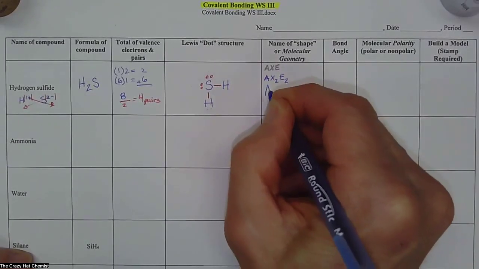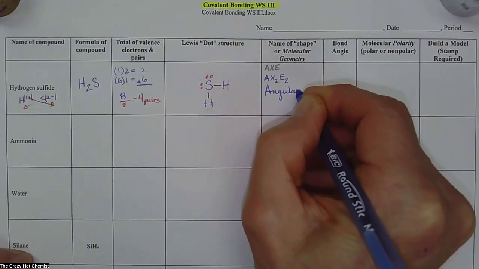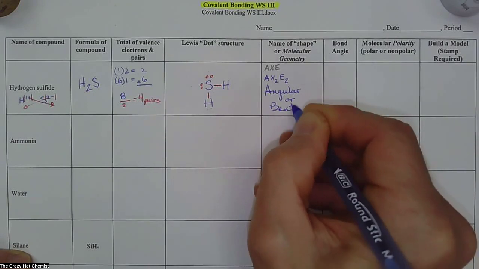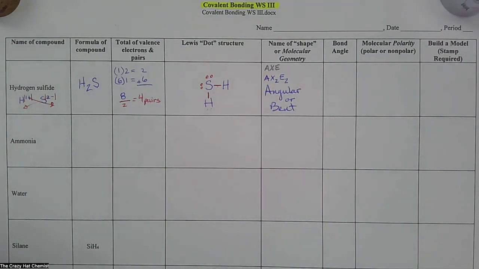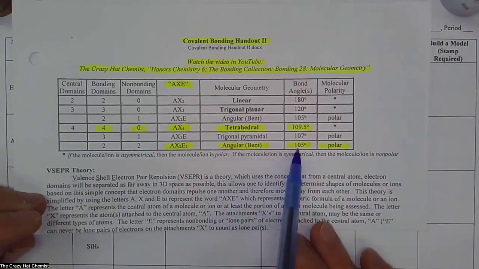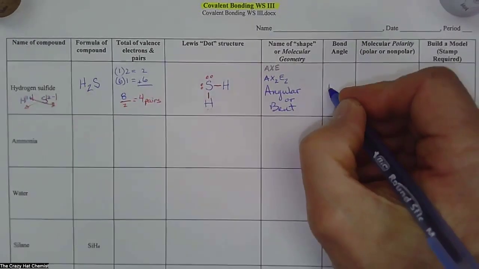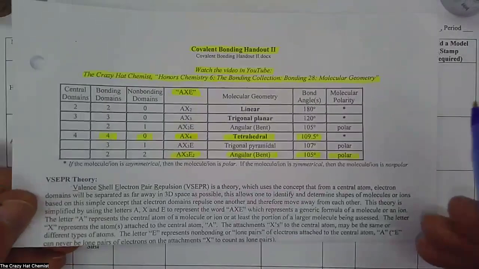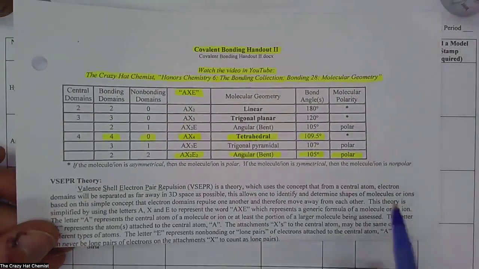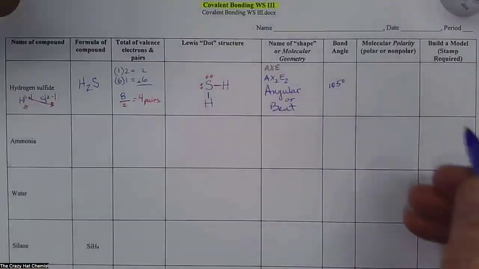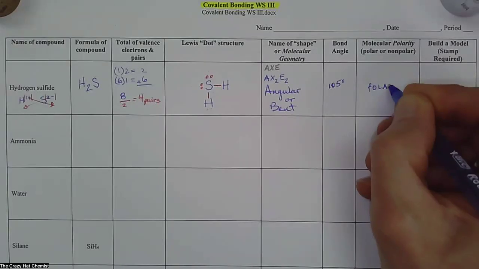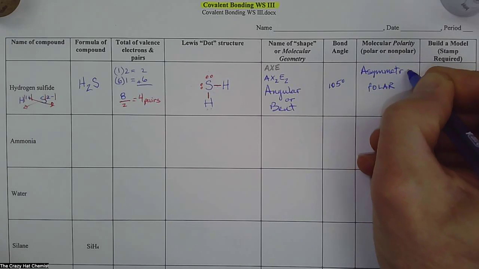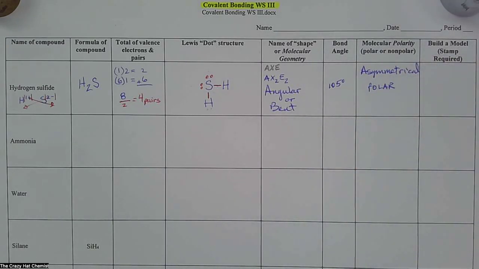So I'm going to write the name angular, or I can write bent. It doesn't matter, one or the other. And like I said earlier from our little table here, if it's angular or bent, the bond angle is 105 degrees. And the molecular polarity, well, really what we need to do is make the model, and I'll show you that in just a bit, but it is polar because it is asymmetrical, and that makes it polar.